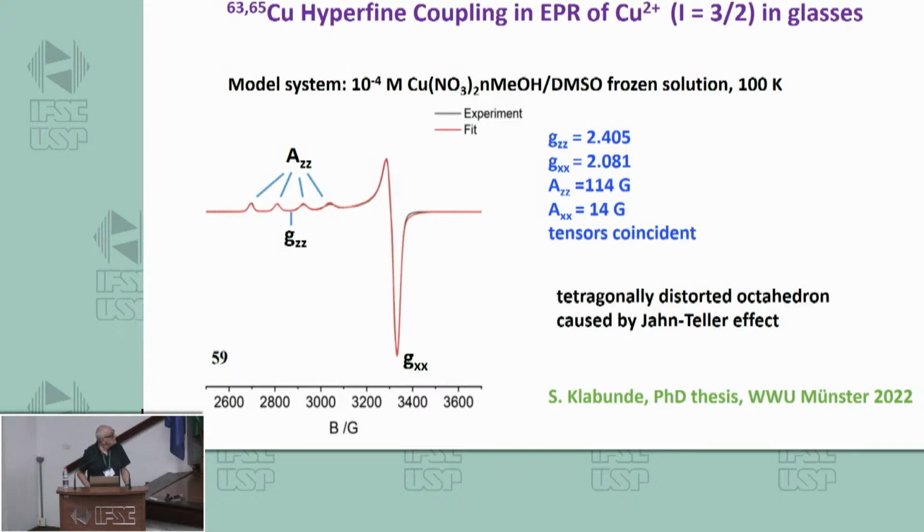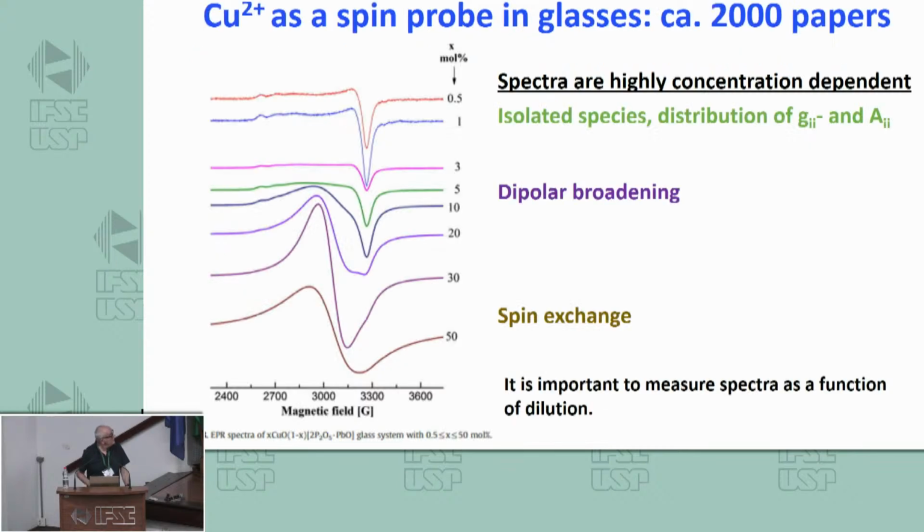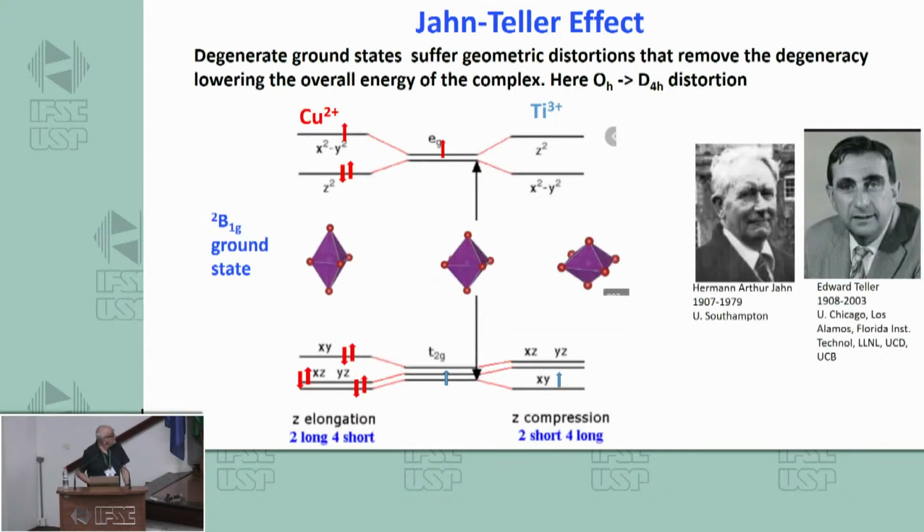So copper is a good candidate for glasses also. And a lot of work of copper EPR in glasses has been done in the past. One thing one can get out of this is copper 2+ suffers a large Jahn-Teller effect. What is the Jahn-Teller effect? Basically, it's a geometric distortion from an octahedral coordination symmetry.